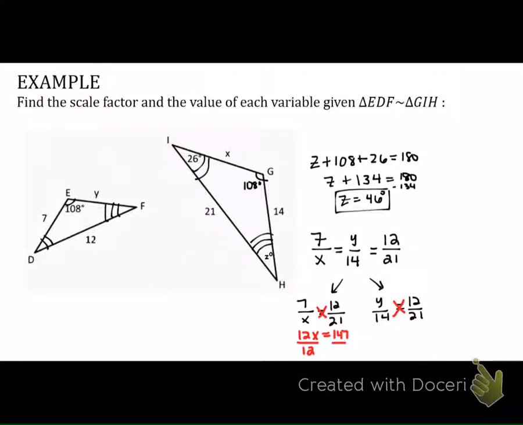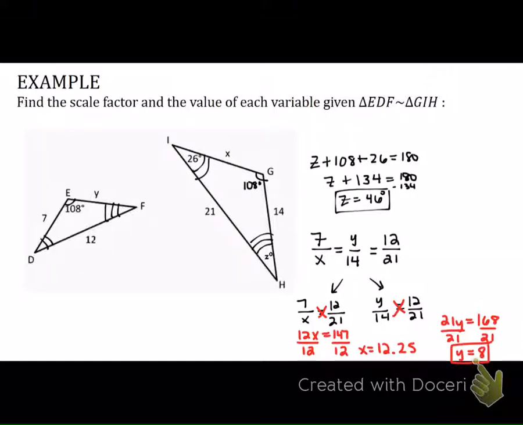What is 147 divided by 12? 12.25. And then we'll do the other one, which is 21y. 12 times 14 is? 168, you said? Yeah. And then divide that by 21. 8. Okay, so you found all your missing pieces. So look at that and see what questions you have for me on that one.